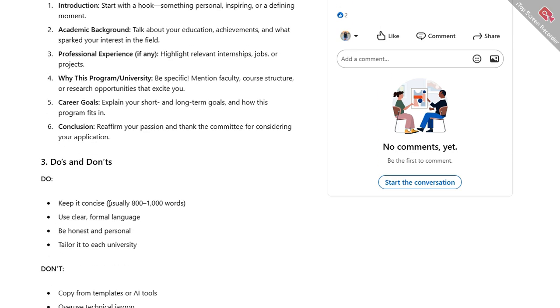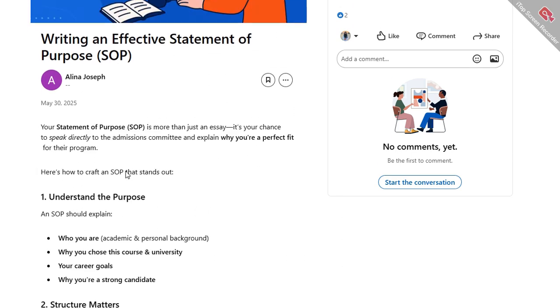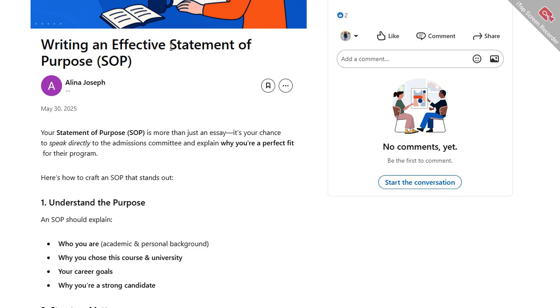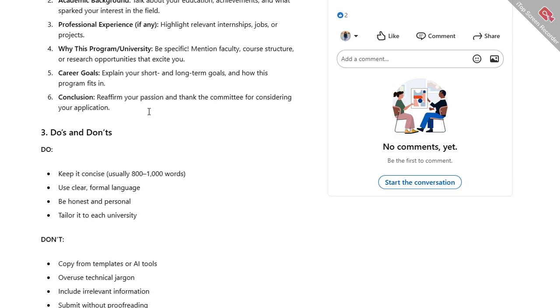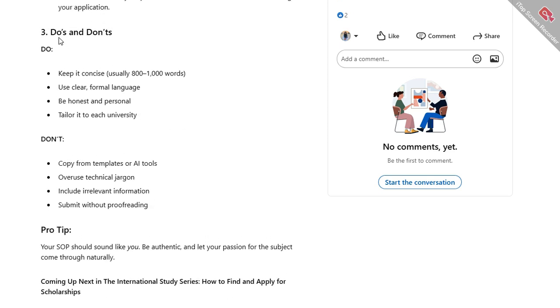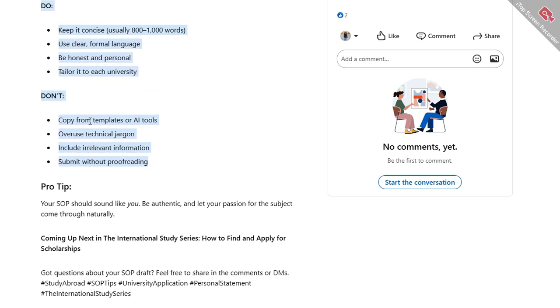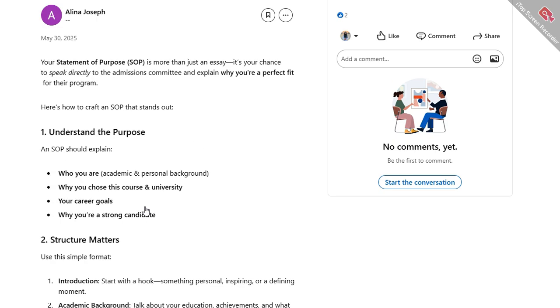I have found a good post about writing an effective statement of purpose. In this post, the writers have written what you should consider and what you should not consider, the do's and don'ts. These things you should keep in mind while writing your statement of purpose. And they have written a pro tip: your SOP should sound like you. Be authentic and let your passion for the subject come through naturally. Okay, so yeah, that's it.